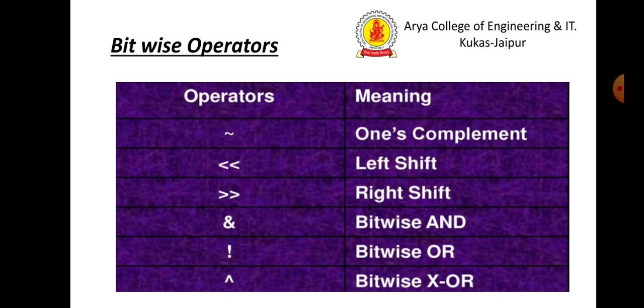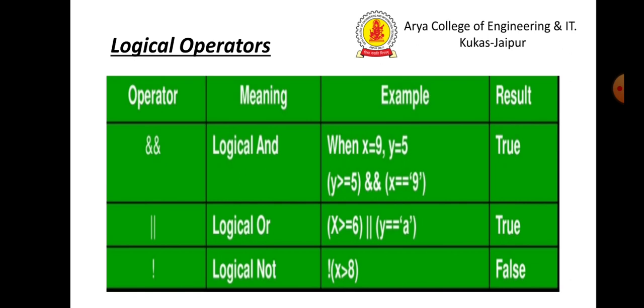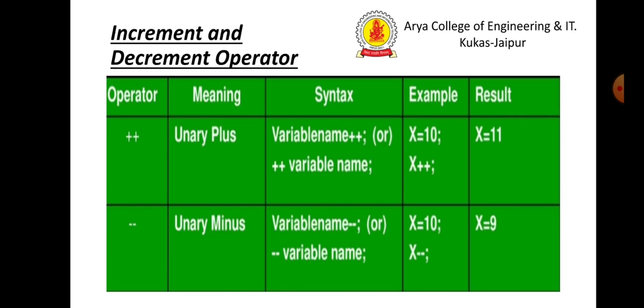Now the bitwise operator. Bitwise operators are complement, left shift, right shift, and, or, XOR. These are the operators that are used for the bitwise operations. Then the logical operators: logical and, logical or, logical not. The results are in true or false form. Then the increment decrement operator: ++ and -- are the operators. We use these operators in our programs.